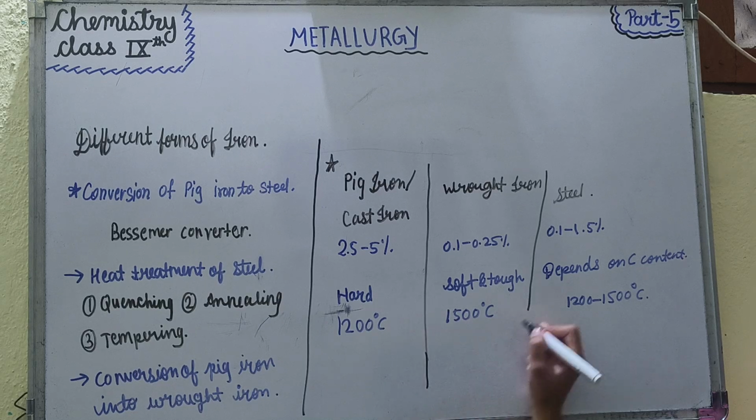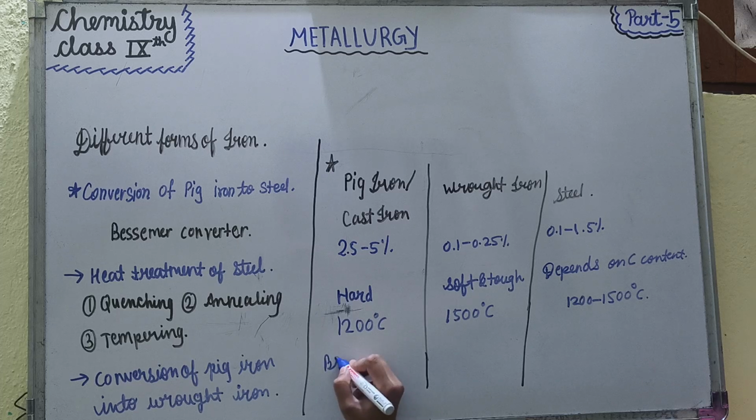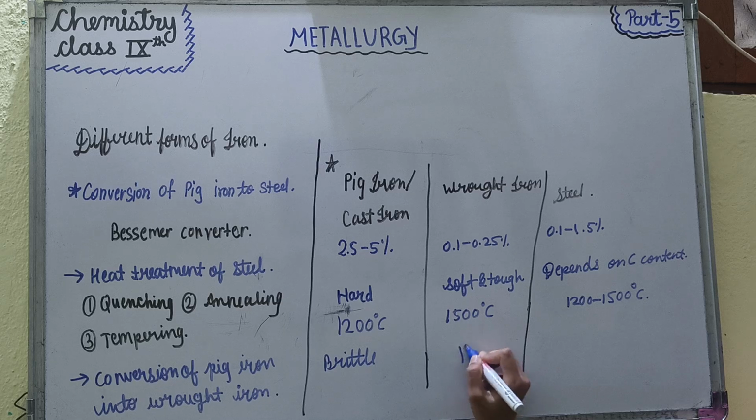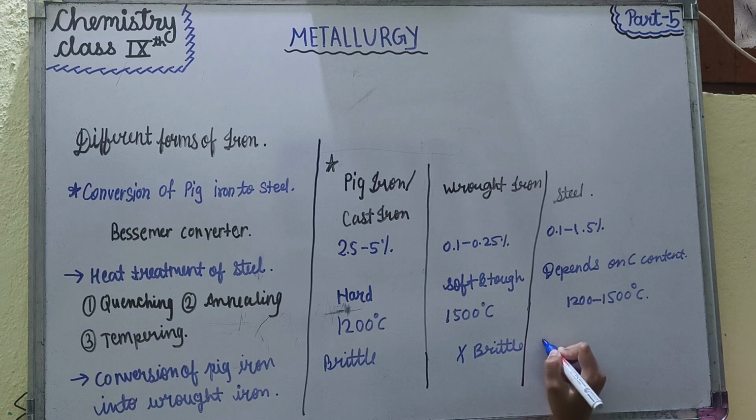Brittleness: pig iron or cast iron is brittle. Wrought iron is not brittle. Steel depends on the carbon content. Pig iron is resistant to corrosion. Wrought iron is resistant to corrosion, whereas steel undergoes rusting faster than cast iron.